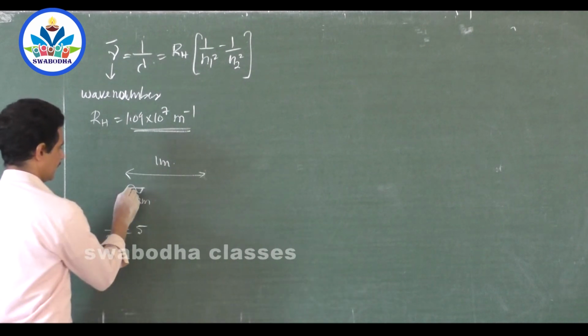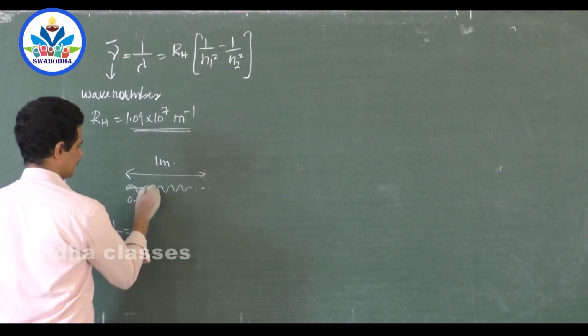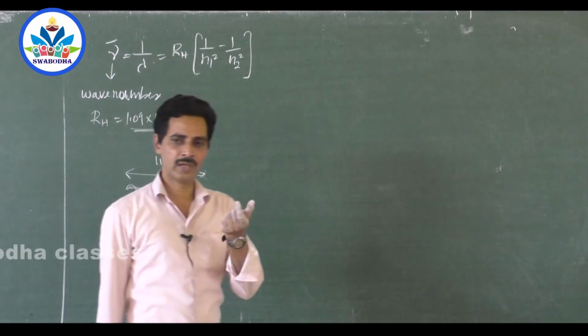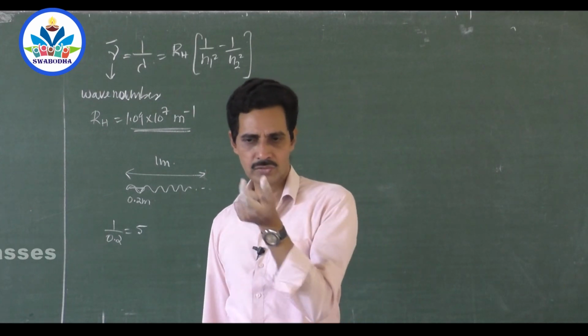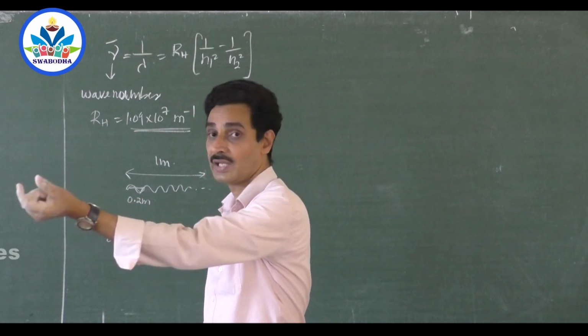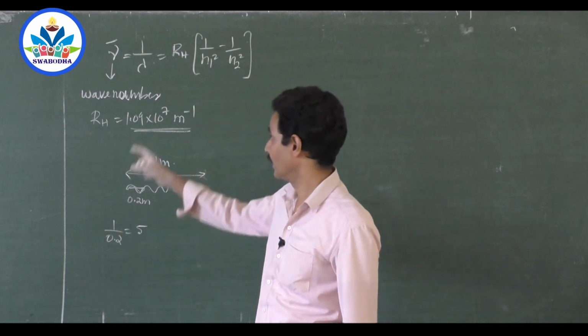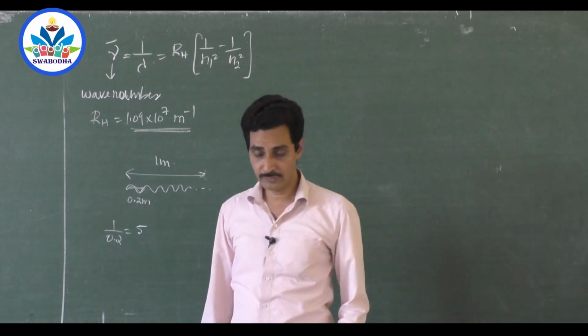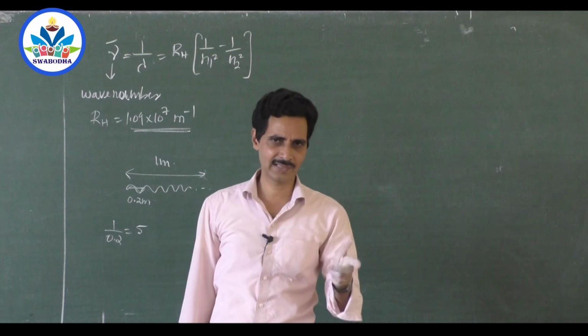You can accommodate 5 such waves within a distance of 1 meter like this. Because one wave measures a length of 0.2 meters. 0.2, 0.2, 0.2, 0.2, 0.2, 5 times gives 1 meter. 5 waves can be accommodated. That is what nu bar is. Number of waves accommodated in a unit distance. Of course, it is not a definition, but you can understand it like this.